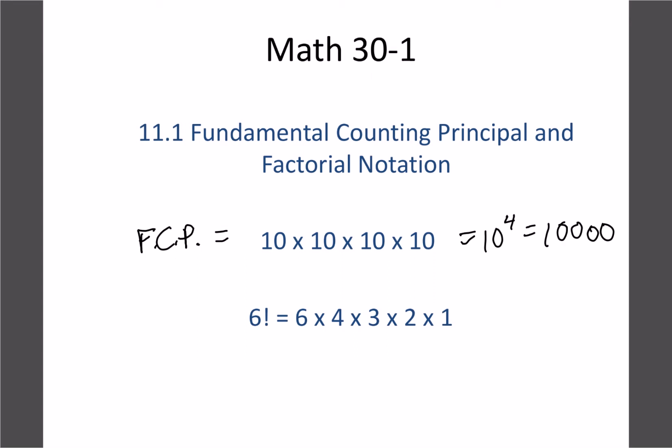Factorial notation is just a shortcut where we're multiplying something and it decreases down to 1. So 6 factorial, we use the exclamation mark to indicate factorial, and that would be 6 times 5 times 4 times 3. Oops, I forgot the 5 in there. So 6 times 5 times 4 times 3 times 2 times 1, which I think works out to 720.